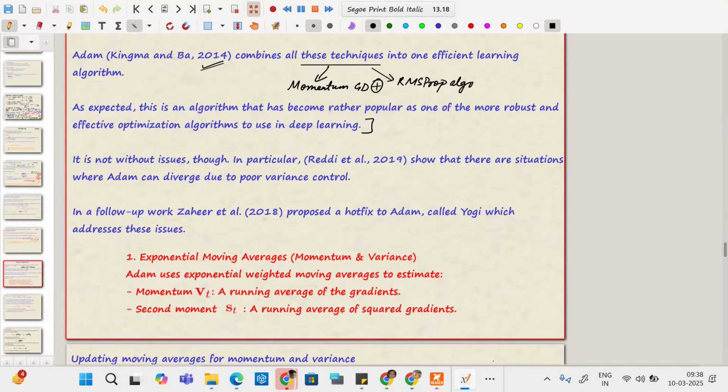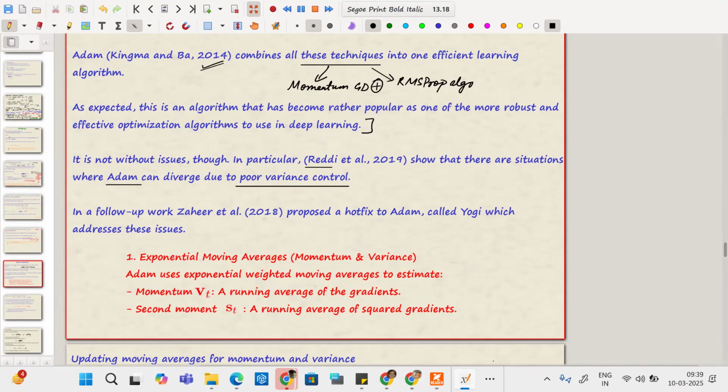So you can see that at least there are some algorithms which are useful in deep learning. But anyway, it is not without any issues. Adam optimizer also has issues. In particular, Reddi et al. have shown in 2019 that there are situations where Adam optimizer can diverge due to poor variance control.